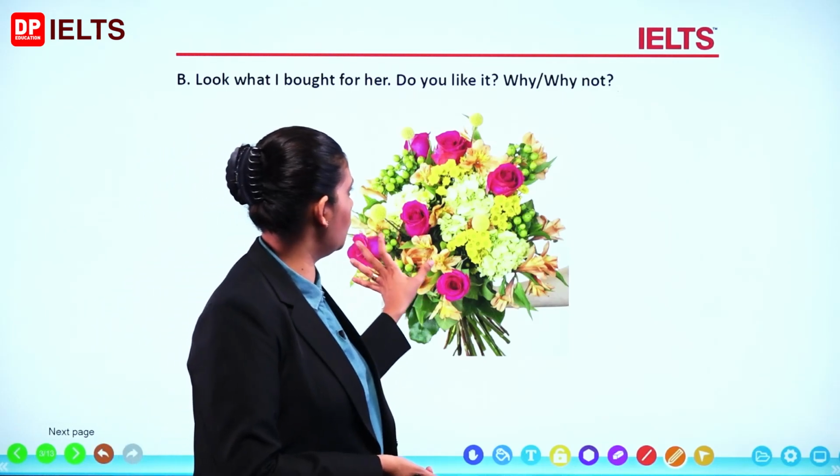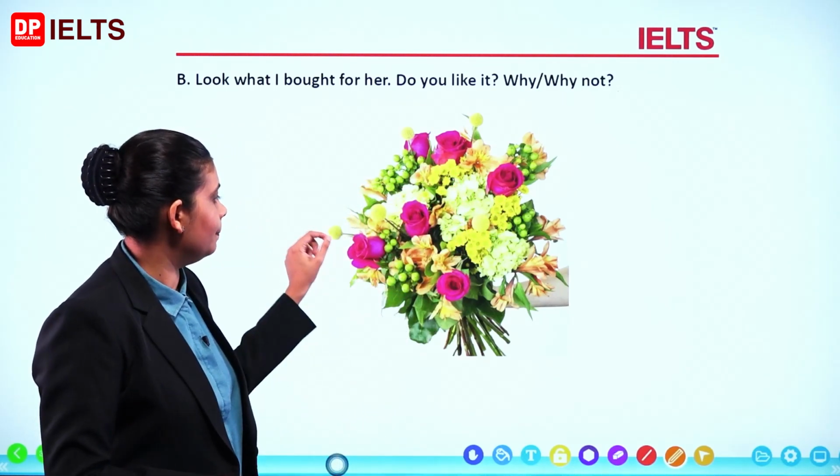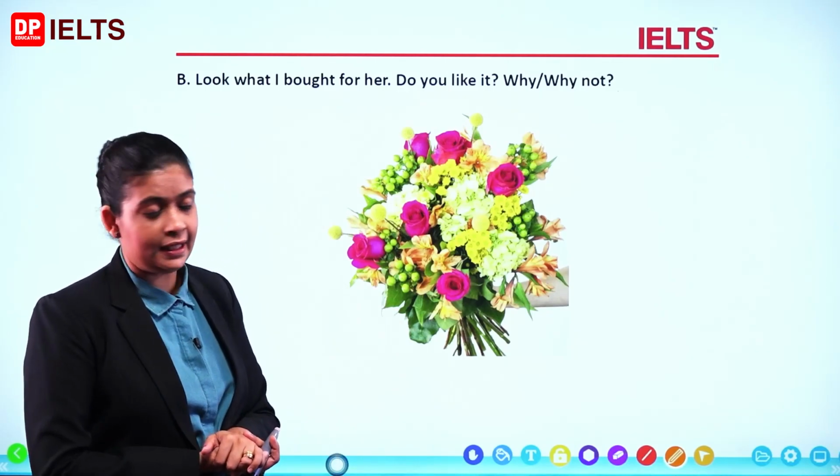And apart from that, I've got few other types of flowers mixed with different types of leaves.